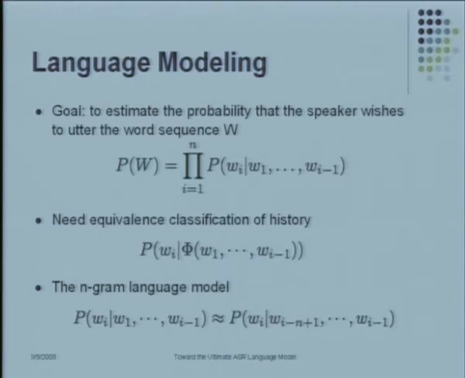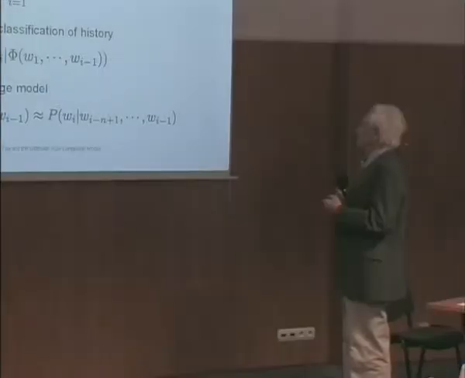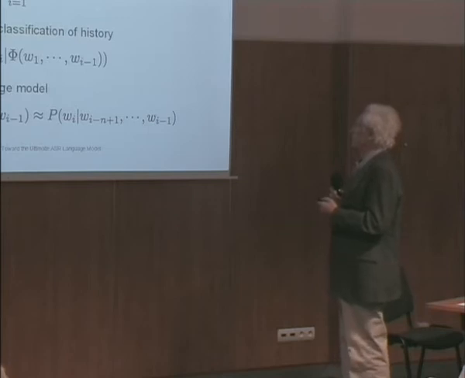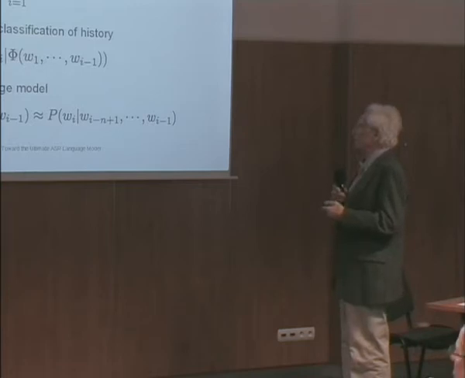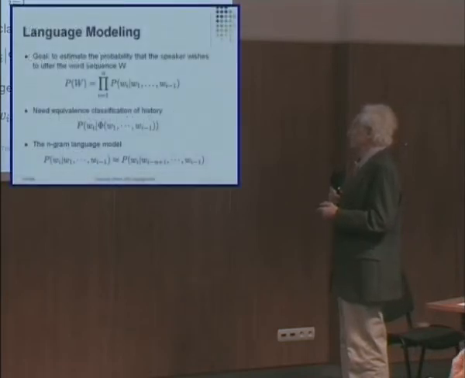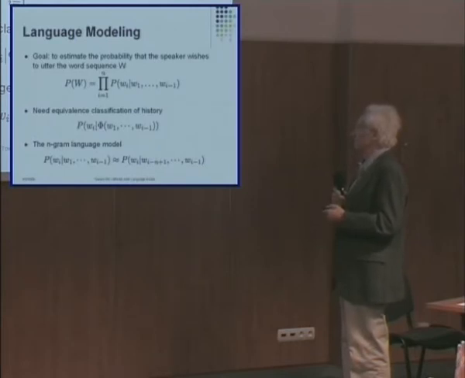So what one really has to do, this is prediction of the next word given the past words that were pronounced, is reduce the parameter space by putting these pasts into some equivalence classes. And so the art of language modeling in some sense is the selection of what the equivalence classification of the past ought to be, and also how to estimate this probability.